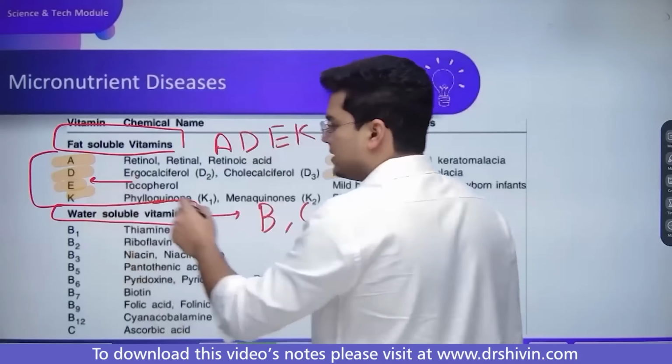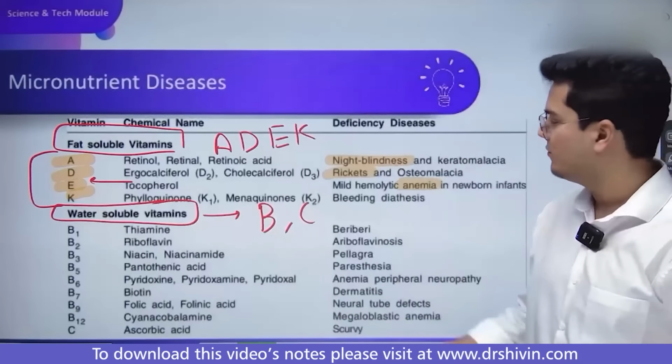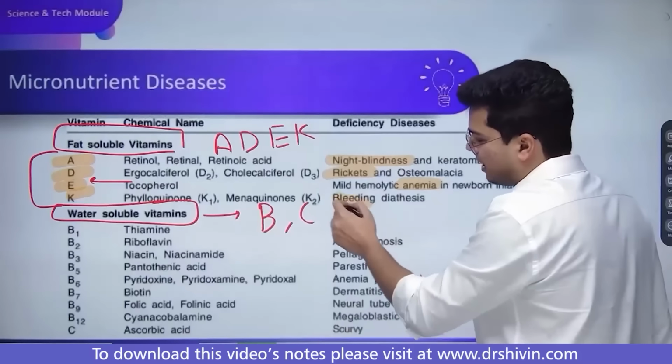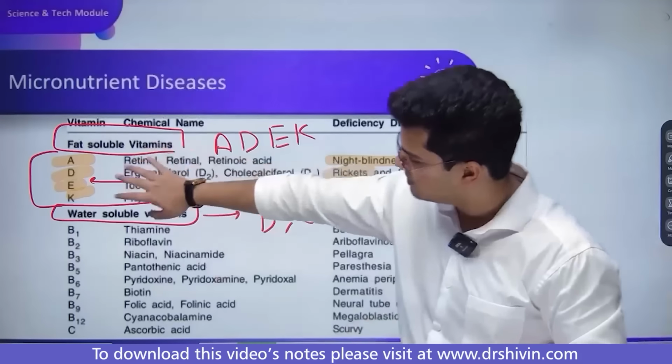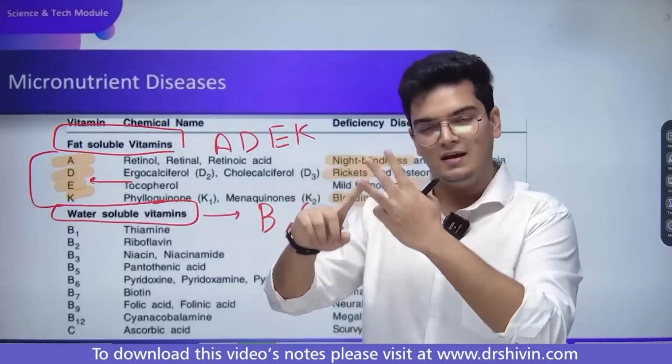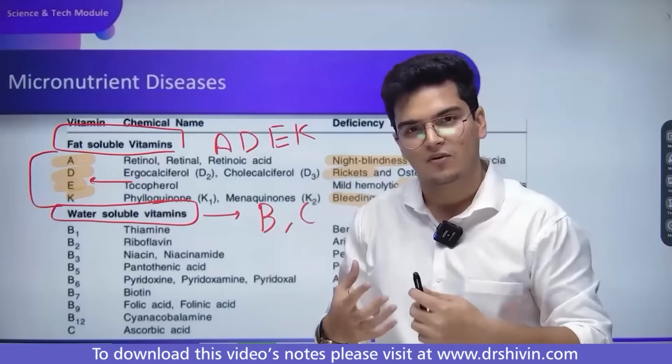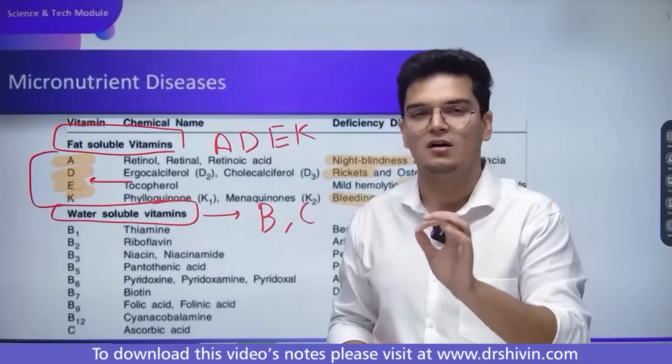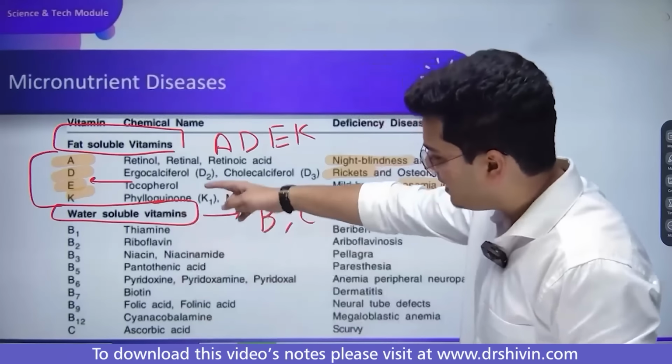Vitamin K. Vitamin K is important in clotting. So if you don't have vitamin K, you will have bleeding problems. 4 vitamins we have seen. A for night blindness, D is for rickets, E again responsible for blood formation, so you will have anemia, and K for clotting. Now vitamin B has many types.